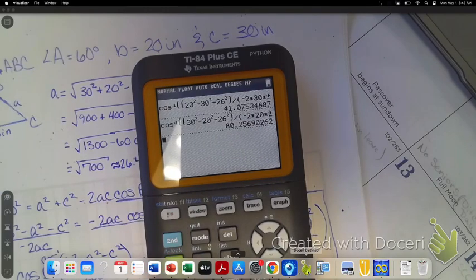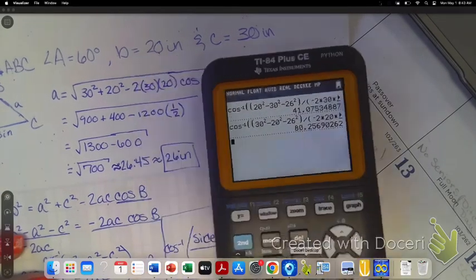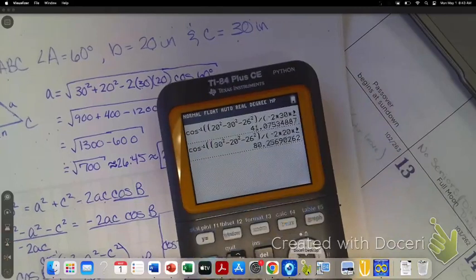I get 80.2, actually 80.3. So if I had 80.3, what would be wrong with that? Too much. You're too much. Okay, so you need to watch your rounding. And I'm also going to tell you if you put things in here in chunks and not all together, that makes your rounding even worse. Your calculator will do it all at once, so do it all at once.